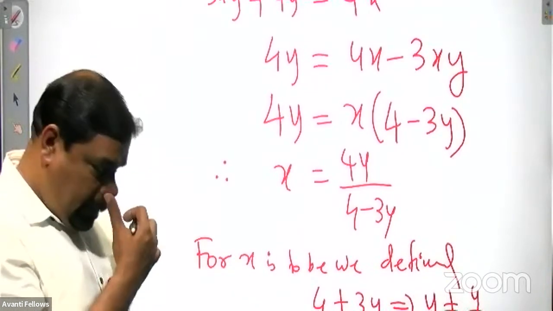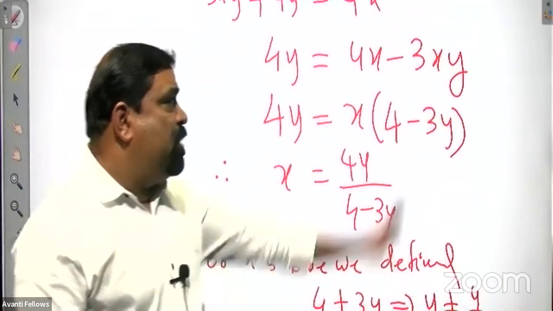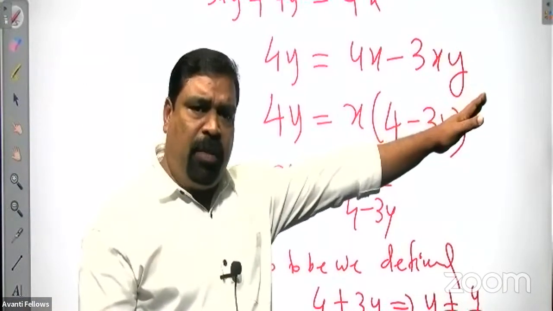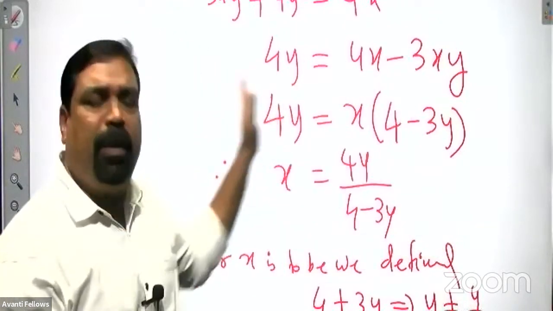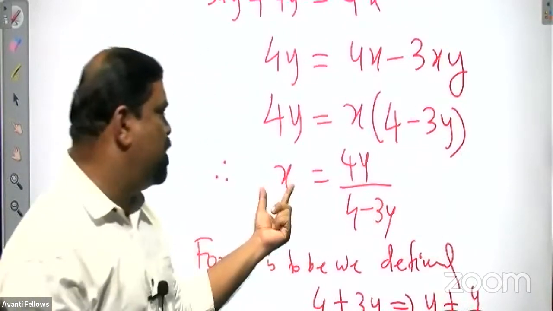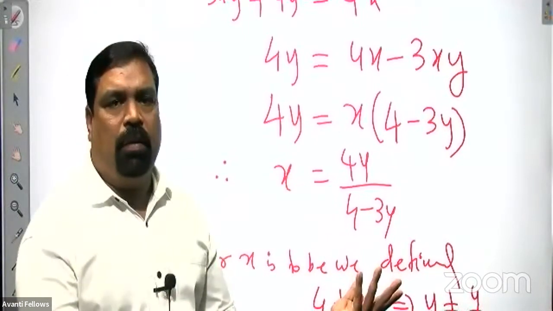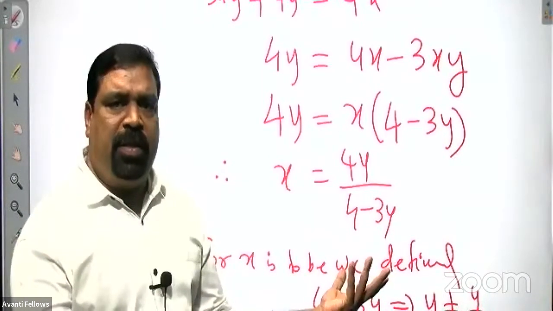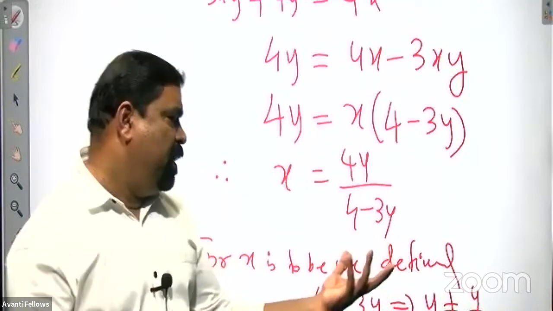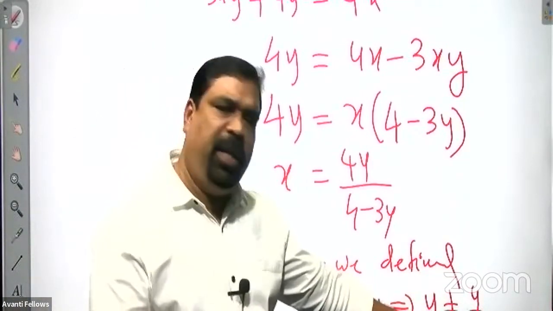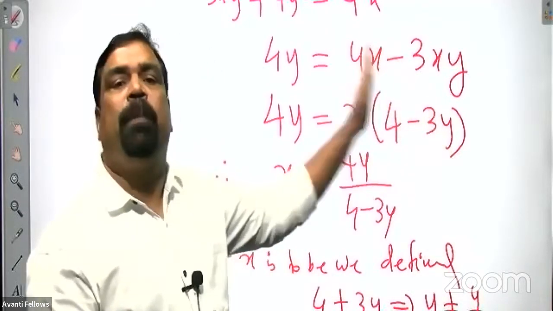That means what? 4 by 3 is a real number, so 4 by 3 has no pre-image. When y is 4 by 3, this x will not be defined. Something divided by 0 will come, so that is not defined. That means y cannot be 4 by 3. What's the meaning? 4 by 3 has no pre-image.